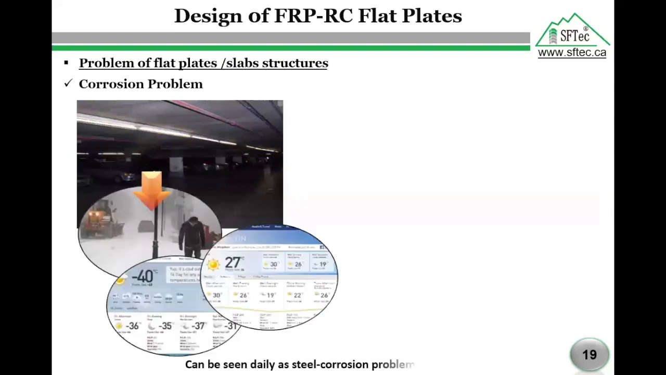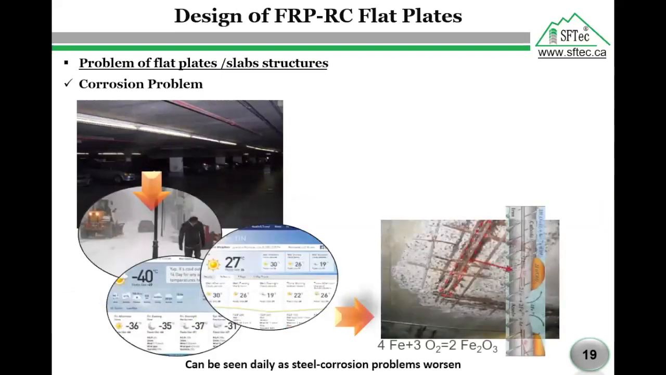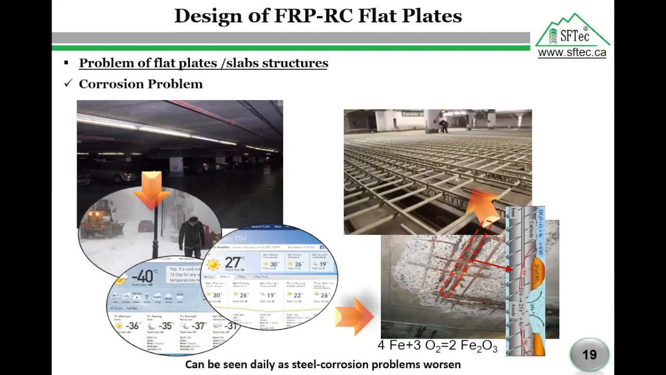Now I will shift to the design of FRP-RC flat plates using GFRP bars. Before starting this point, we need to highlight the problems in such structures. All of us know that flat plate structures provide architectural flexibility, more clear space, easier formwork, and shorter construction time. However, we have two major problems. The first problem we have is the corrosion problem, as usual in many parking garages located in northern climates. We learned together that the solution is to replace the corroded steel bars with GFRP bars.